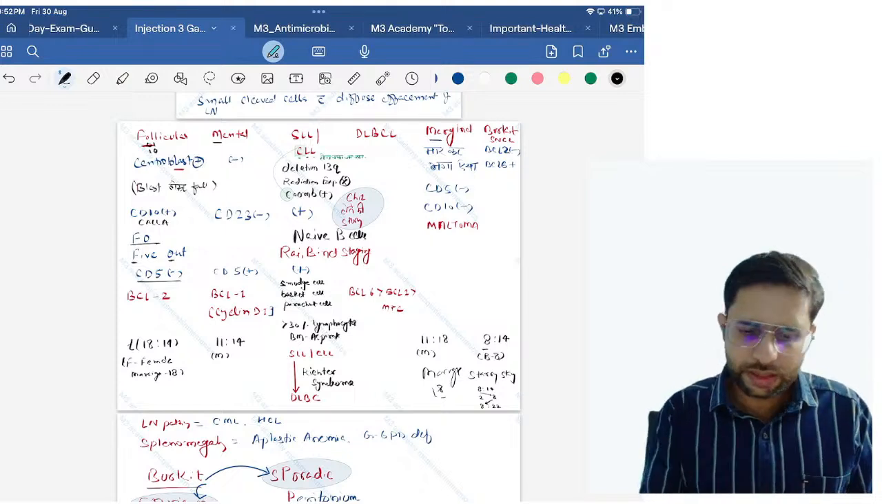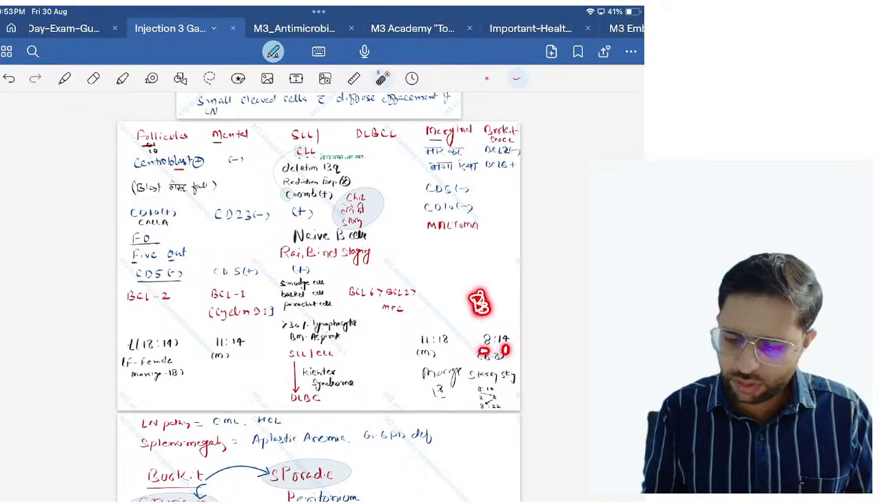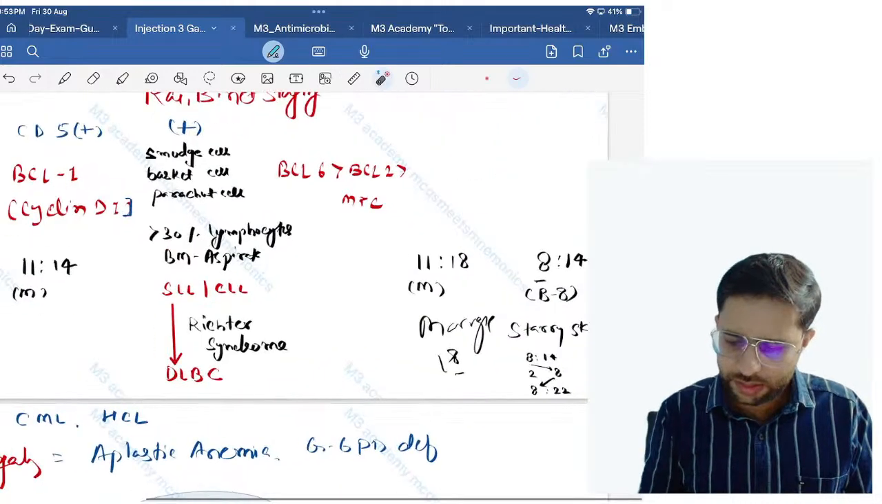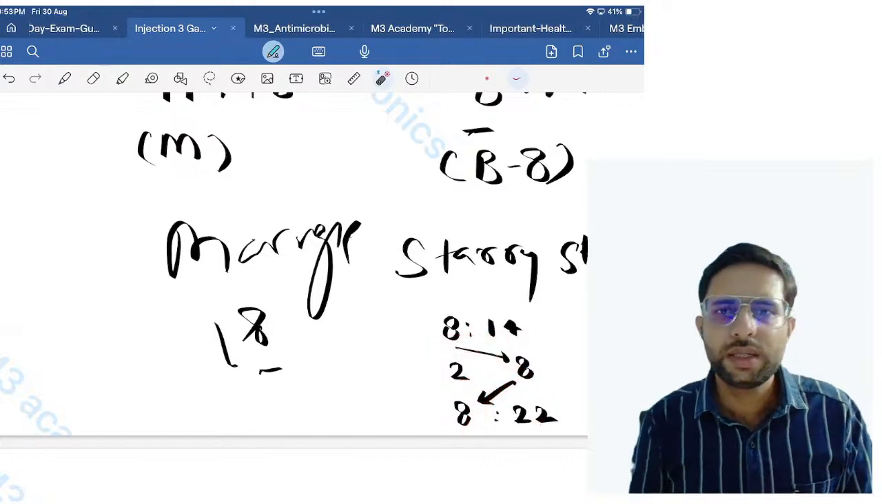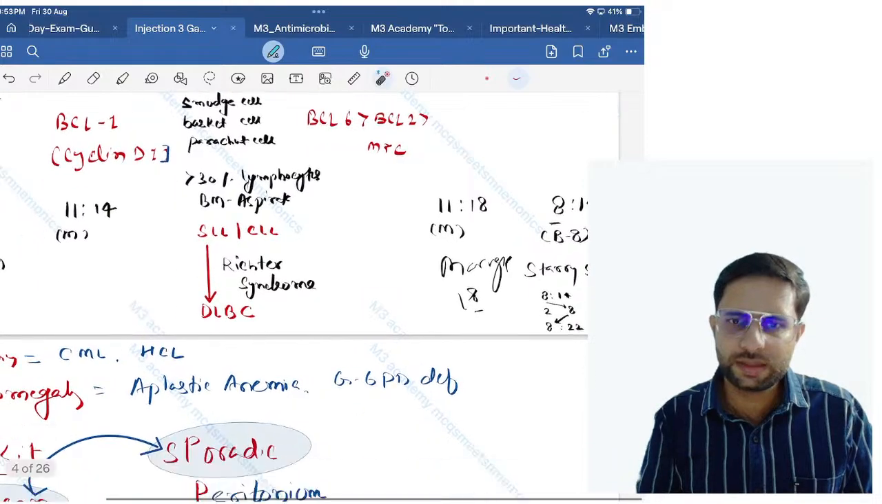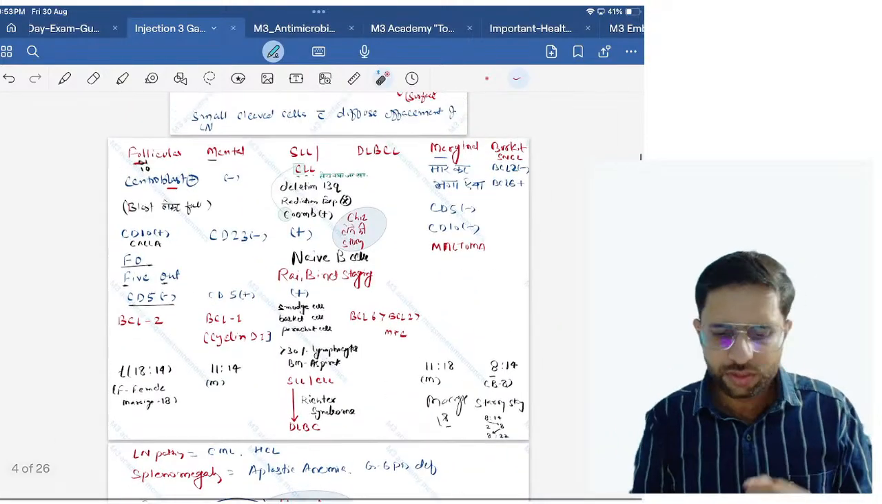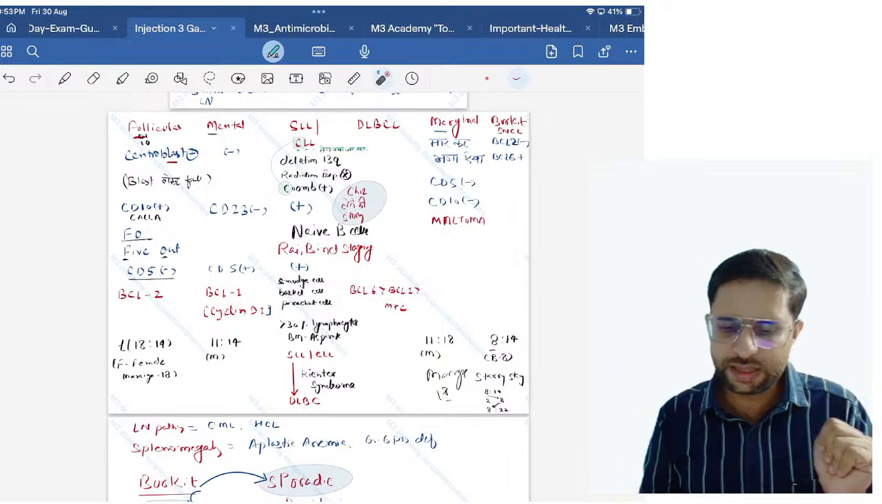नाउ बर्किट, सो बर्किट में क्या बोलोगे, बर्किट में जो B है वो 8 जैसा दिखता है, सो 8:14। देन यहाँ पे कर सकते हो, यस। तो यहाँ पे देखो लिख रखा है 8:14, देन 8 को यहाँ ले जाओ, 2:8, देन 8 को यहाँ ले जाओ, 8:22। इस तरह का ट्रांसलोकेशन यहाँ पे मिलता है। स्टारी स्काई अपीयरेंस यहाँ पे मिलती है। So this is a comparison between follicular, mantle cell lymphomas, SLL, DLBCL, marginal, and the Burkitt.